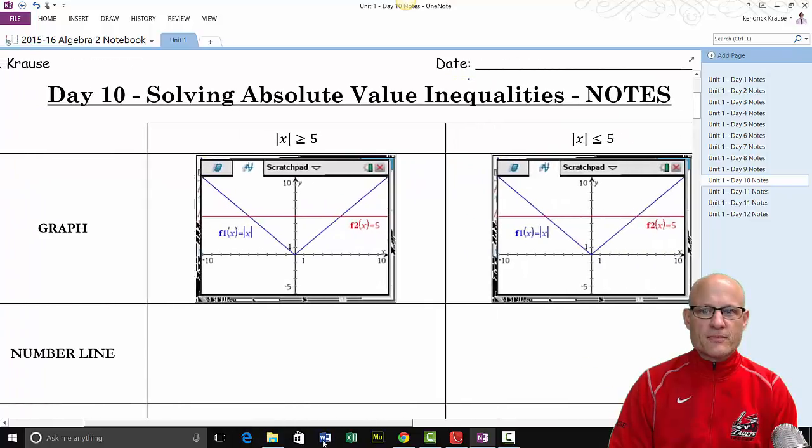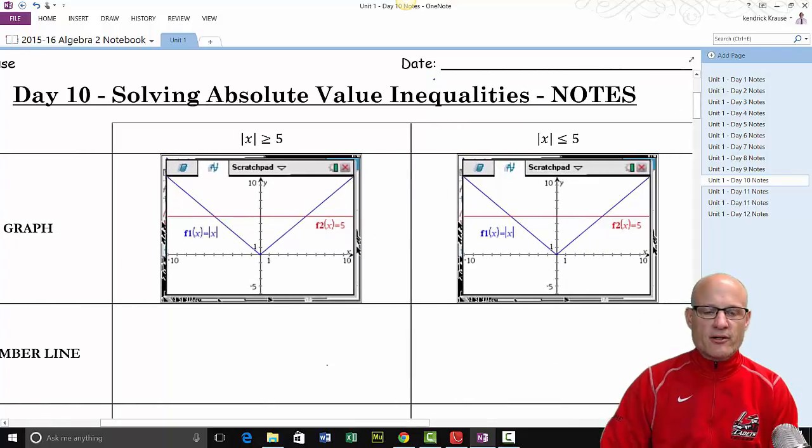So, I'm going to look at these two functions right here. What I've graphed in blue is the absolute value of x. Straight up parent function of the absolute value of x.